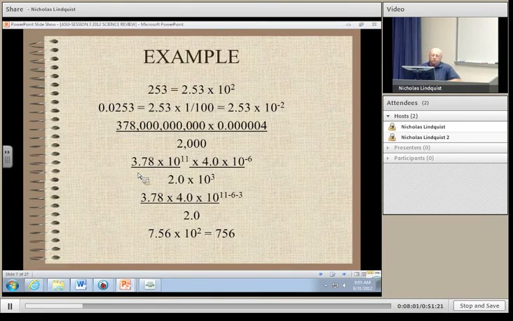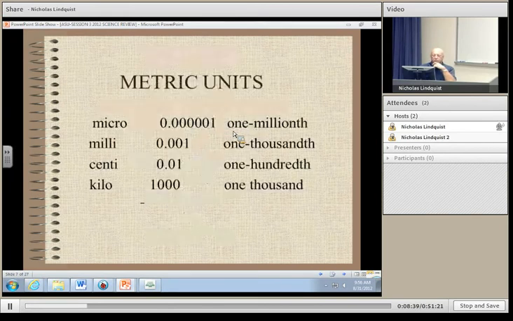We can express 378 billion as 3.78 times 10 to the 11th power. And this 0.000004 we can express as 4 times 10 to the minus 6, and divide it by 2 times 10 cubed. Now we've got numbers that are easy to work with, and we can rearrange those numbers. 3.78 times 4 divided by 2 times 10 to the 11th minus 6 minus 3 power. Do that math, and we come up with 7.56 times 10 squared, or 756. So you can see that's what scientific notation is used for.